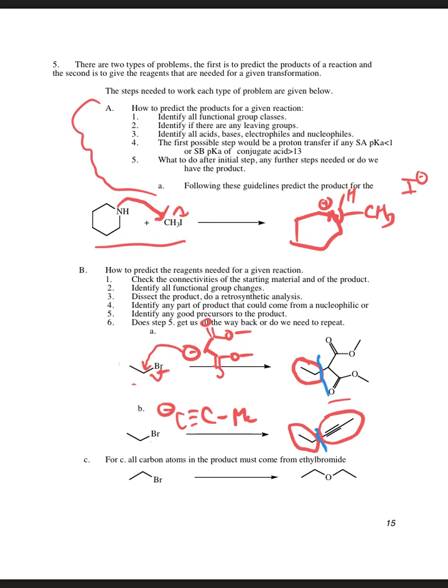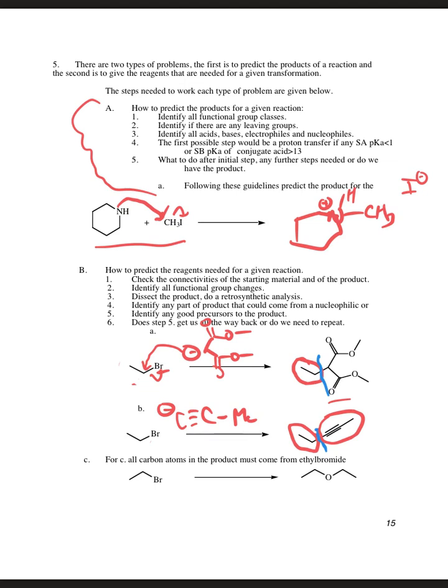Okay, so it's also an SN2 because all we have is the primary bromide. Anytime it's primary, it's going to be an SN2. It's not going to be an SN1 because you can't form the primary cation. In this last one, if all of the carbons have to come from ethyl bromide, it's going to take more than one step.